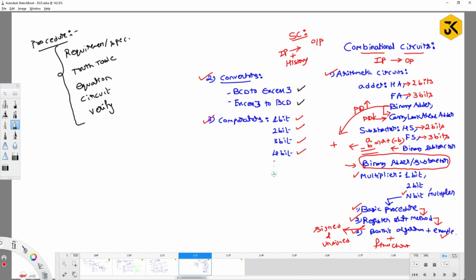We are able to construct a circuit for comparing two n-bit numbers, right? This is what we have seen. So for the coming class, what can you do now? You can implement different kinds of comparators and converters.